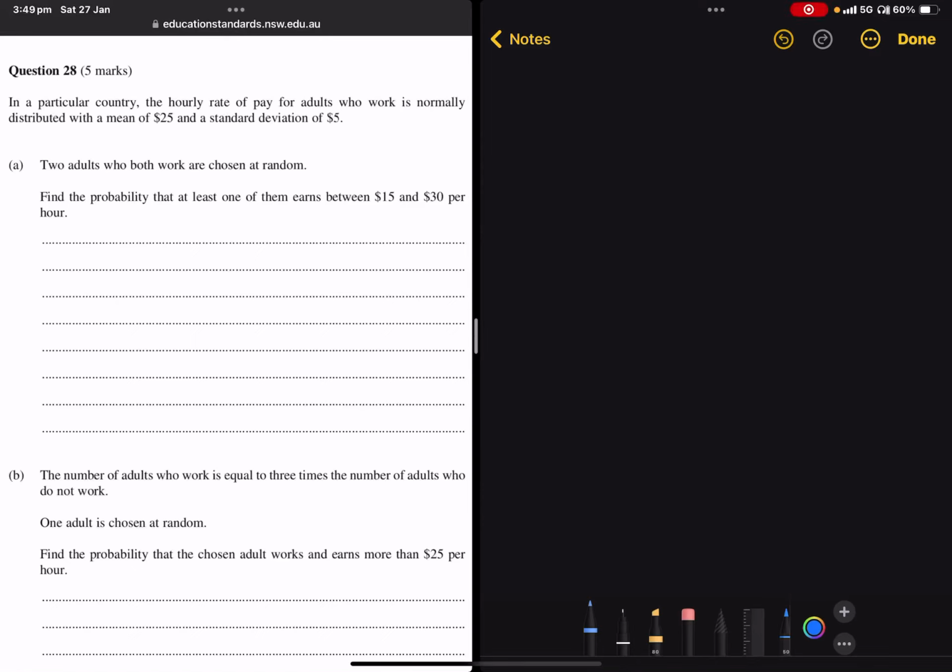Okay, so we're going to have a look at another question from the 2020 HSC Advanced Maths paper. So this is now question 28. We're told in a particular country, the hourly rate of pay for adults who work is normally distributed with a mean of $25 and a standard deviation of $5. So straight away we can draw a diagram of this.